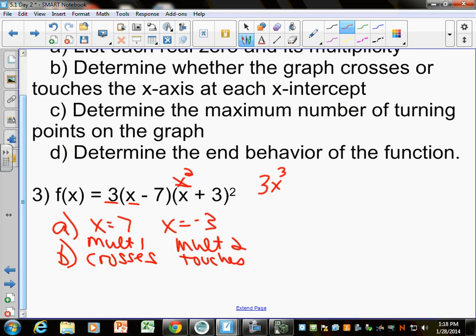You need that to answer C and D, because now I can say, well, this is a degree 3, so what is the maximum number of times that this graph could turn? 2, and you can just say 2 there, because that's the question that it's asking.